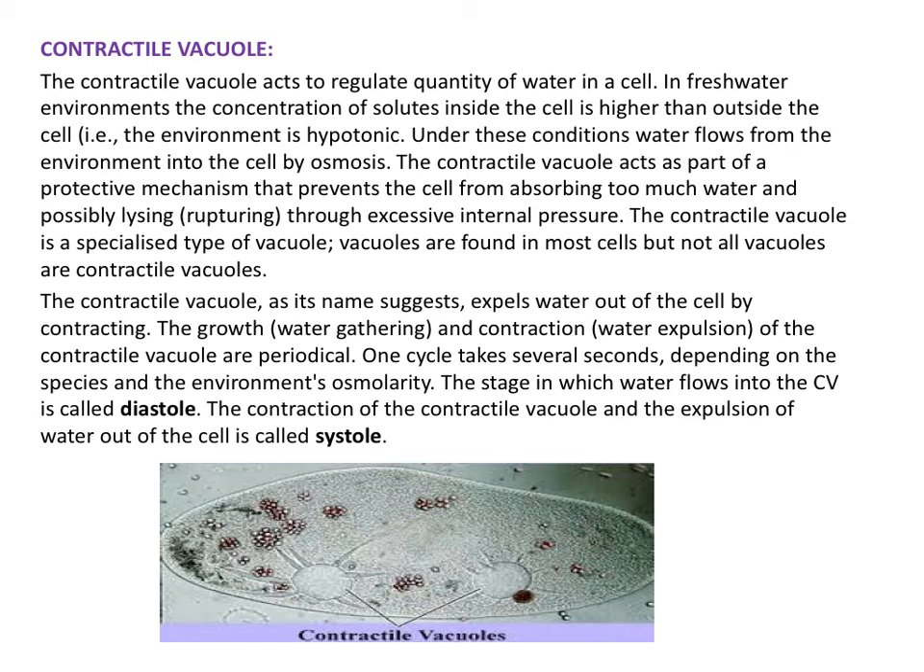The stage in which water flows into the contractile vacuole is called the diastole. That's the period of water gathering. Then the contraction of the contractile vacuole and the expulsion of water out of the cell is called systole. This is actually the image of paramecium, and this shows the contractile vacuole used by this organism to reduce excessive water absorption.